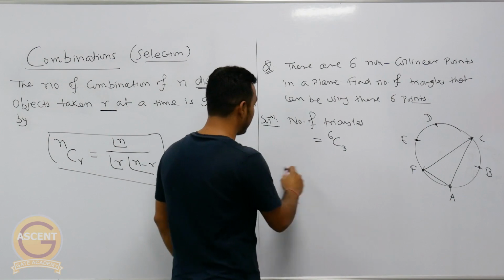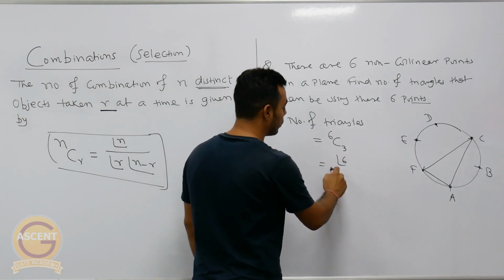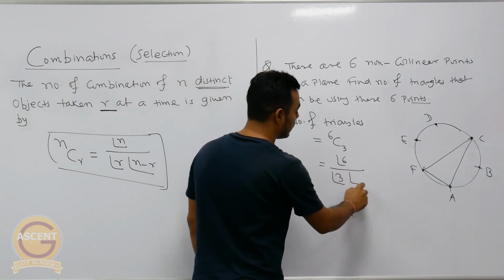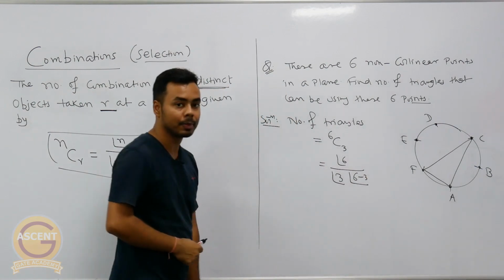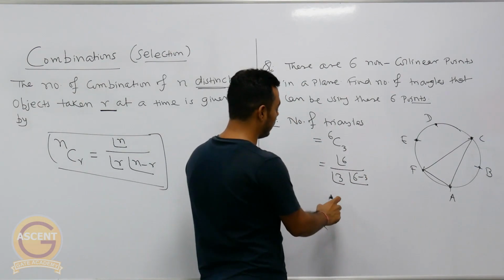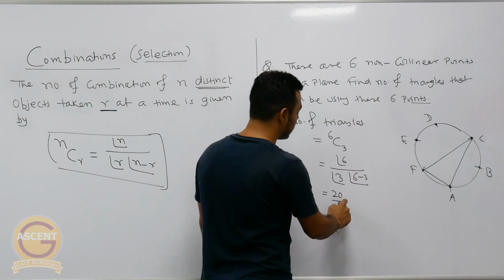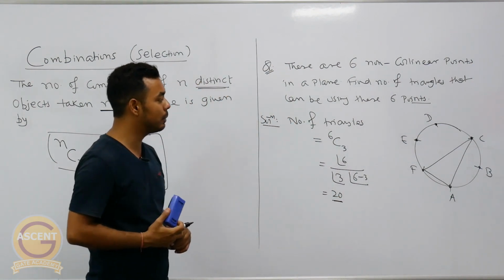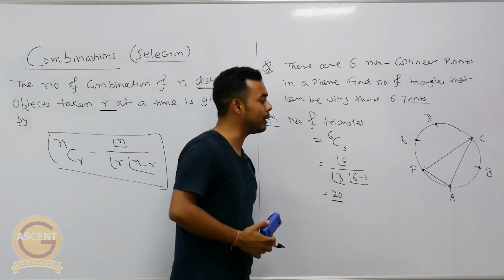Now using the formula that we have just seen, 6C3 will be factorial 6 by factorial 3 into factorial 6 minus 3. Now if you do the calculation, you will find that this number will be 20. So this means a total of 20 triangles are possible by using 6 non-collinear points in a plane.